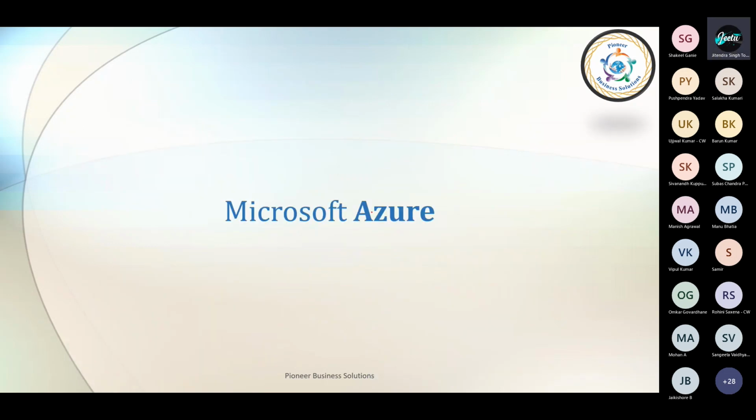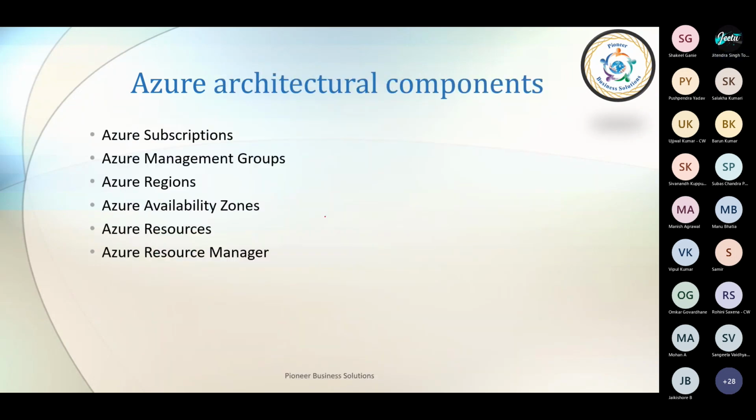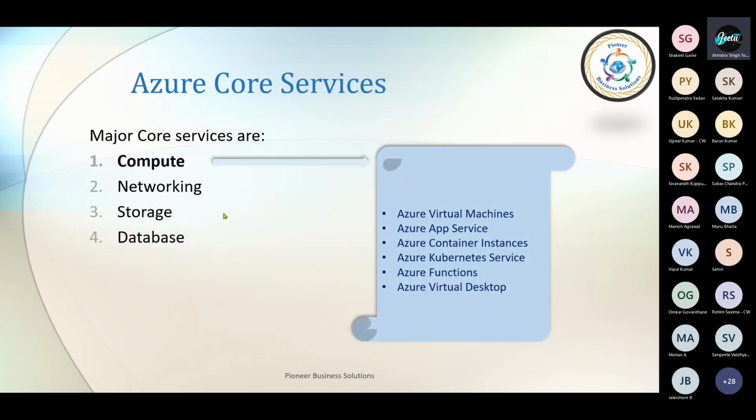So now specifically about Azure, we have seen global. I told you that globally it is available. So you can see 60 plus regions worldwide and 140 countries. The data centers are available in 140 countries, and still they are building more and more data centers globally. So these things practically I'll show you. Okay, I'm ignoring it for now.